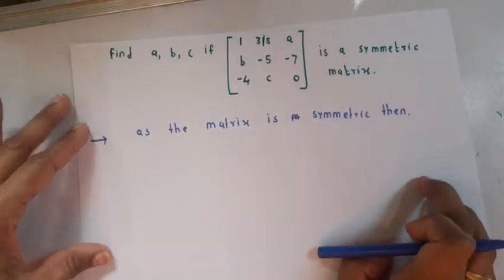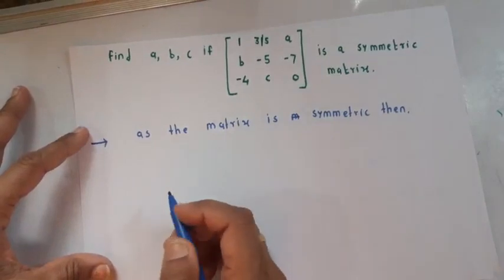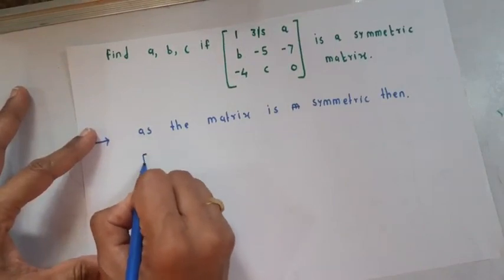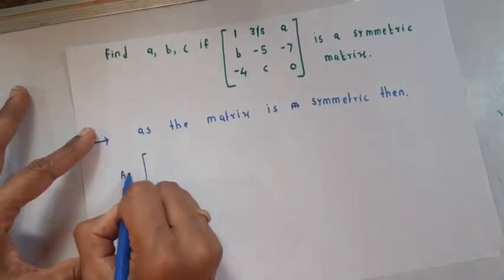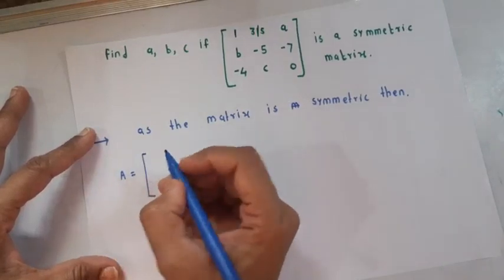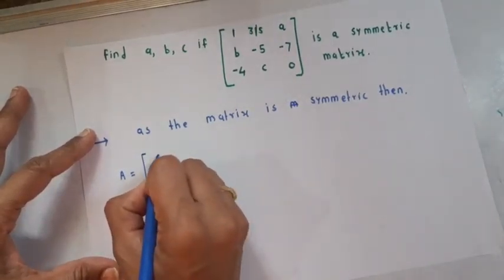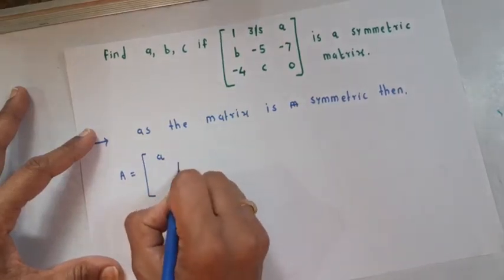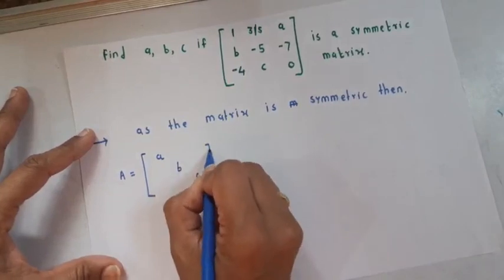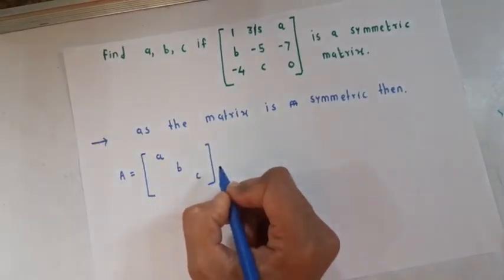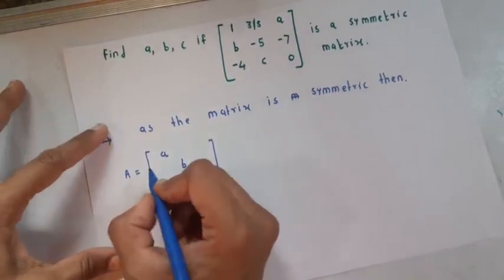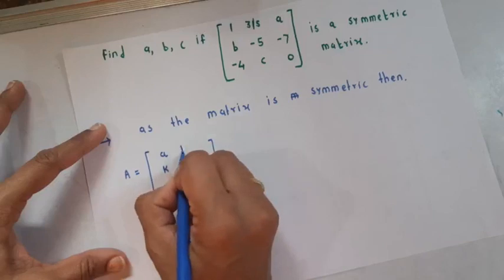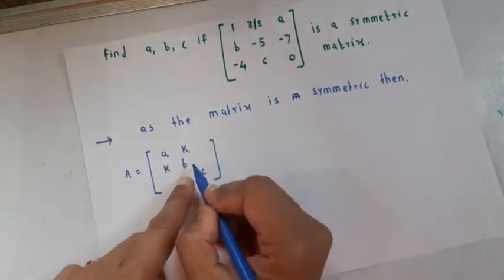If a matrix is symmetric, then Aij equal to Aji. Suppose this is matrix A, and here suppose the diagonal elements are A, B, C, and the remaining elements are the same, meaning the elements here, suppose K, are the same.